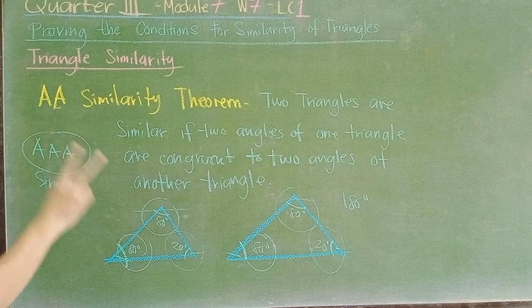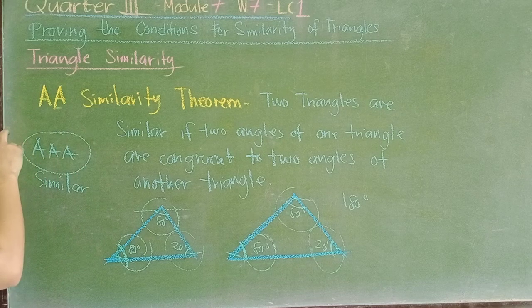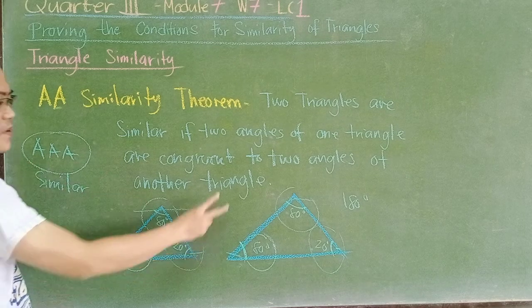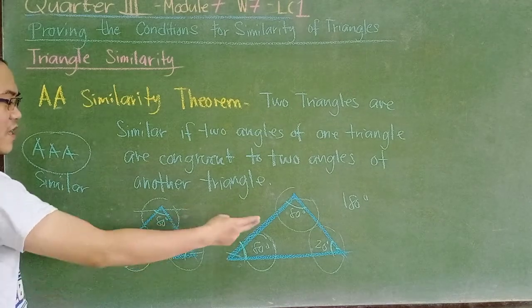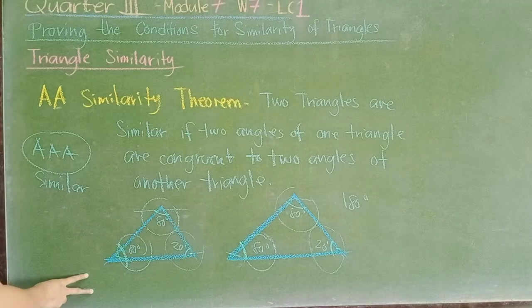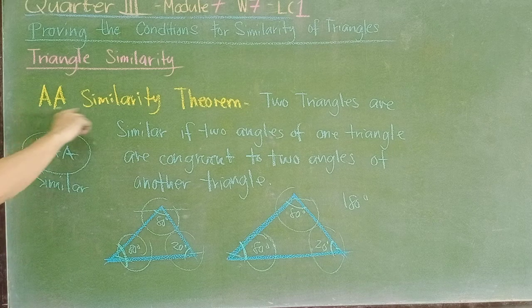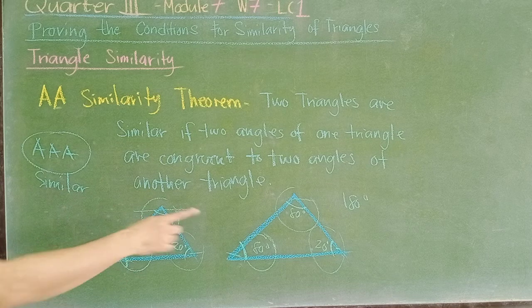Kailangan mo ng at least 2. Yung unang postulate na discuss natin, tatlo yung kailangan na angle. Now, kahit dalawa lang pala, pwede mo nang i-conclude na yung dalawang triangle natin ay similar. So, dun sa unang postulate, kapag tatlong angle yung congruent, similar yung triangle. Sa second theorem natin, kapag dalawang angle yung congruent, ibig sabihin similar din sila.